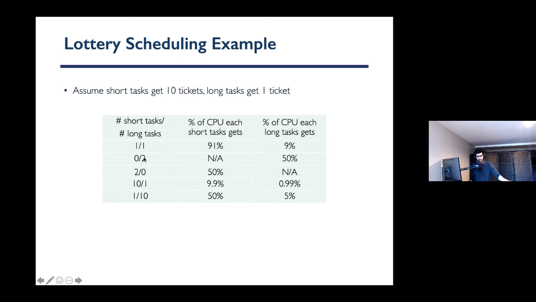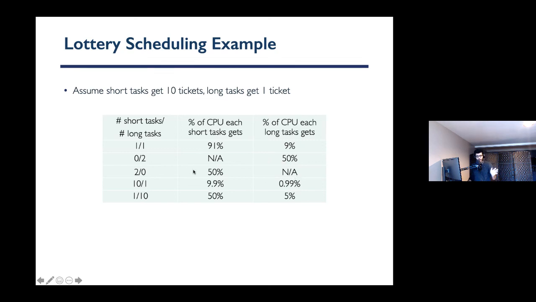Now, if I only have 2 long tasks, then each one of them is going to get 50%, right? Each one of them has 1 ticket, so they're just going to divide. And if I have 2 short tasks, each one of them is going to get 50%. If I have 10 short tasks and 1 big task, then all the short tasks are going to divide this 91% between those 10.